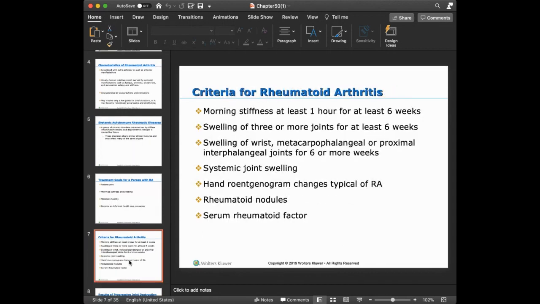All right, let's see. So rheumatoid arthritis, the criteria is based on the amount of symptoms and the amount of joints that are affected. So they may have morning stiffness for at least 1 hour, for at least 6 weeks, they can be diagnosed with rheumatoid arthritis. Swelling of 3 or more joints for at least 6 weeks could be diagnostic of rheumatoid arthritis. Swelling of the wrist, metacarpal, phalangeal, or proximal interphalangeal joints for 6 weeks or more. So that's basically the hand and wrist.